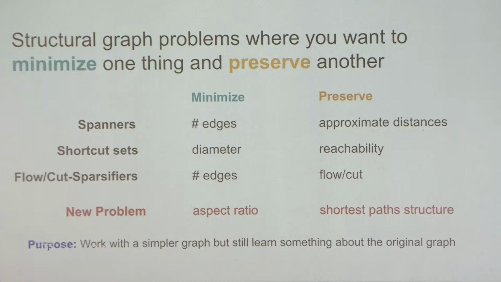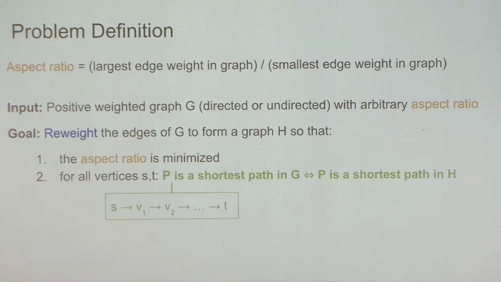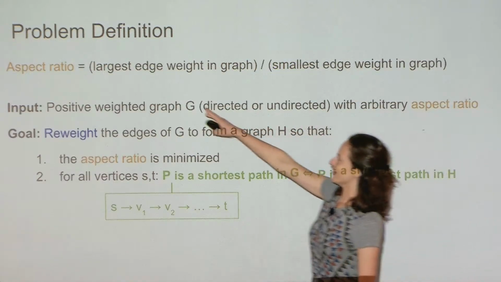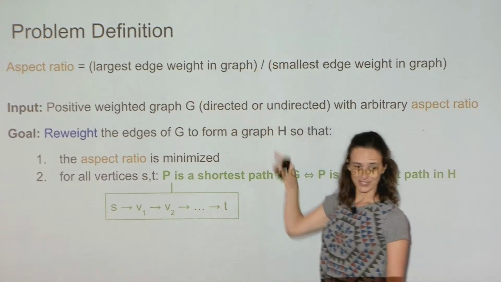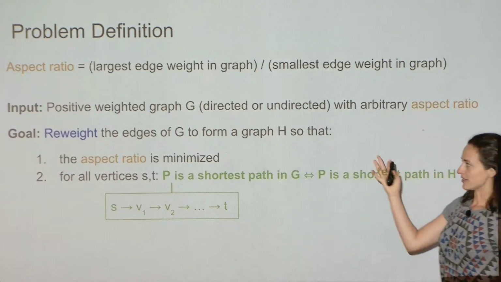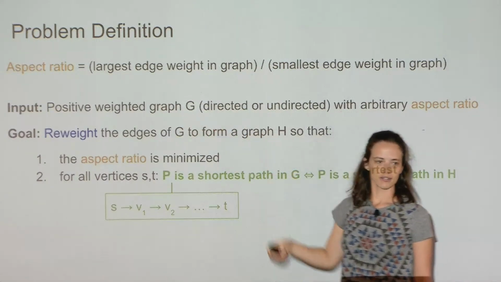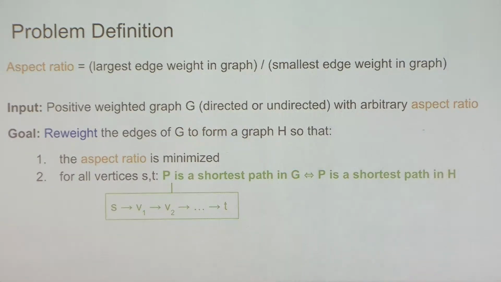So more specifically, here's the actual definition of the problem. And this, as far as I know, was first studied in this work. So again, the aspect ratio is the ratio of the largest edge weight to the smallest edge weight. And what is our input here? We have a positive weighted graph, G. It could be either directed or undirected. And the weights could be anything. They could be exponentially large or whatever. So it has arbitrary aspect ratio.